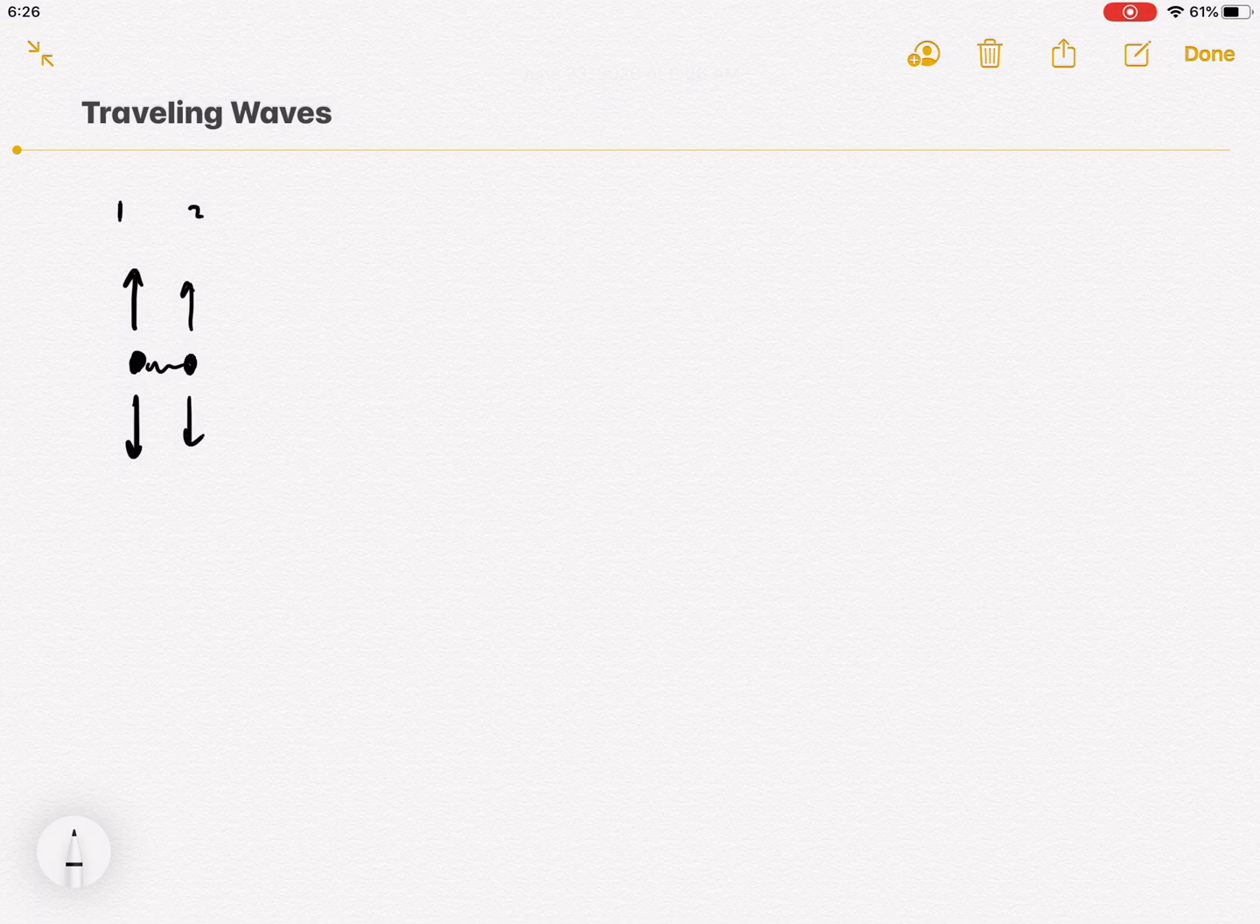And atom 3, maybe connected to atom 2, is going to feel the same thing, and so forth. And in this way, the oscillation of one atom connected to other atoms can travel through this material. This is something we call a traveling wave. So a wave is simple harmonic motion that is translated from atom to atom. Let's visualize this.